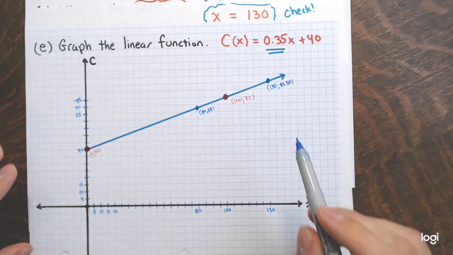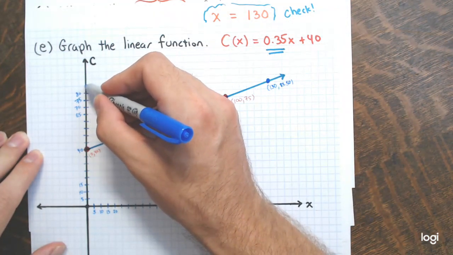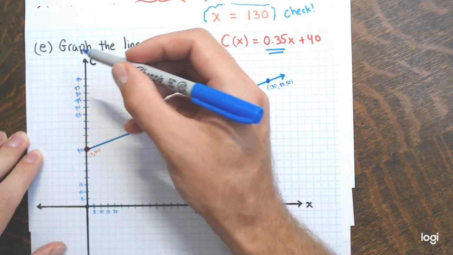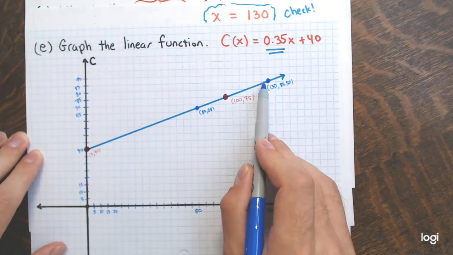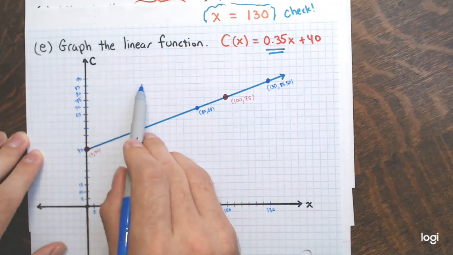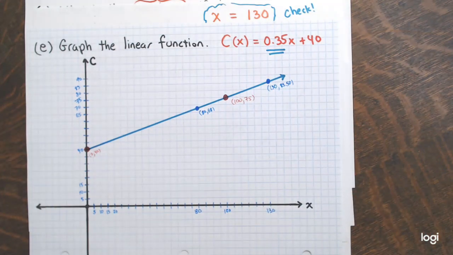Let's see. Look at the C-axis. This would be 80, 85, 90, right? And look at that, the point there is just above the 85. And it should be 85.50. So this looks good, right? The graph of our line actually has the points we discovered in parts B, C, and D on it.